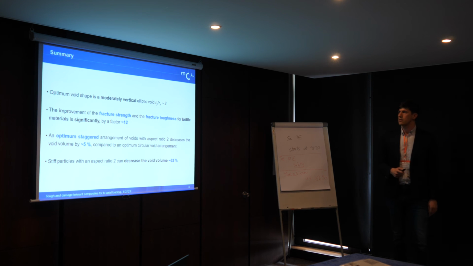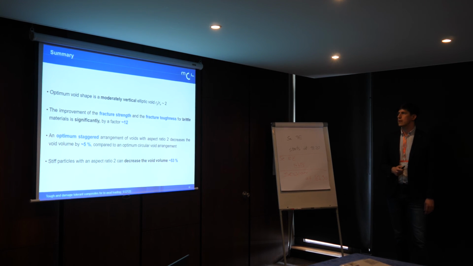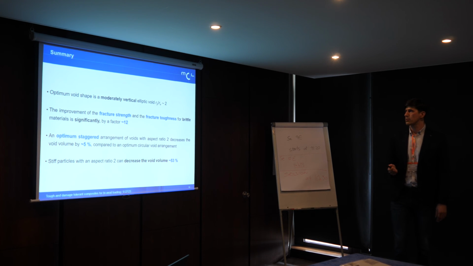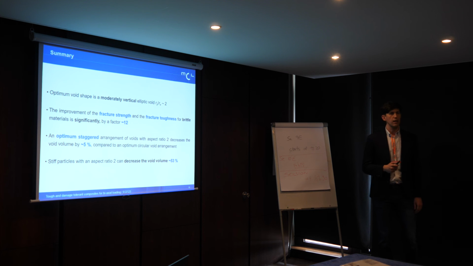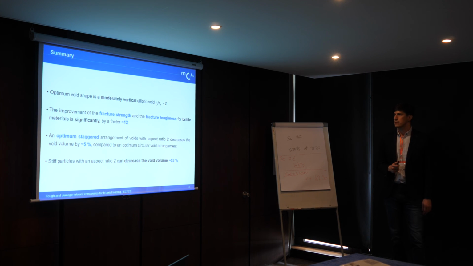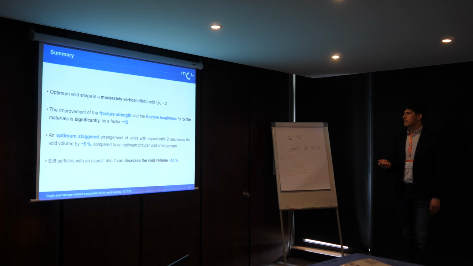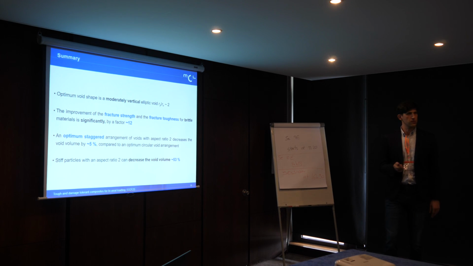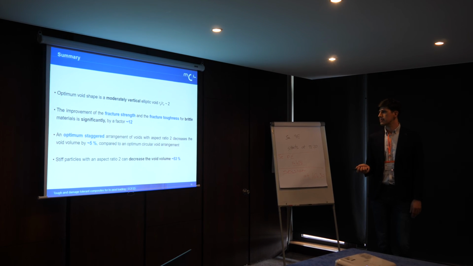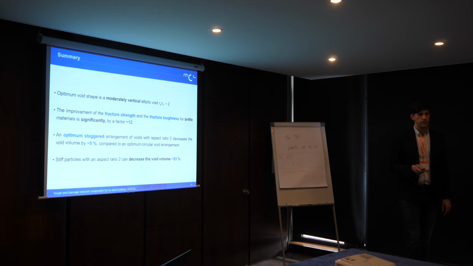So to conclude, the optimum void shape is a moderately vertical elliptical void with an aspect ratio of approximately 2. The improvement of the fracture strength and the fracture toughness of brittle materials was significant, for this case roughly about 5 to 12. The optimum arrangement is a staggered arrangement of these voids, where with an aspect ratio of 2, the void volume can be decreased by 5% compared to the circular void, and stiff particles with an aspect ratio of 2 can decrease the void volume even down to 53%.